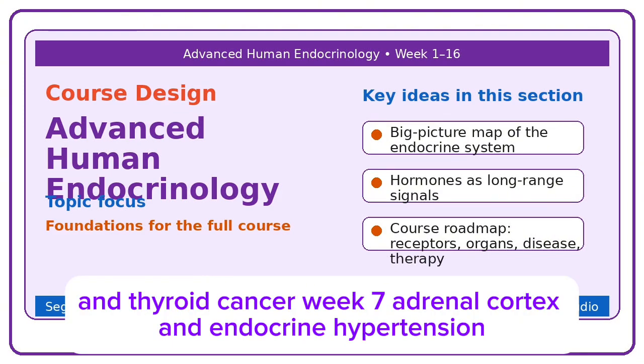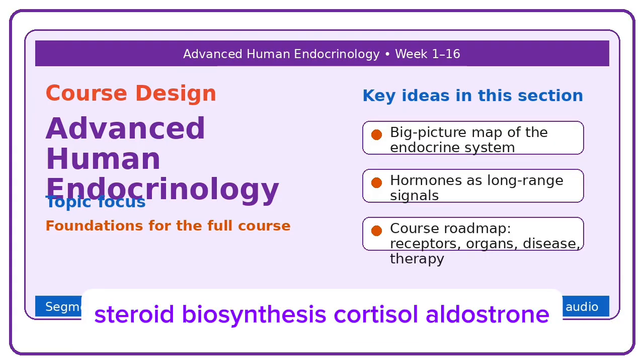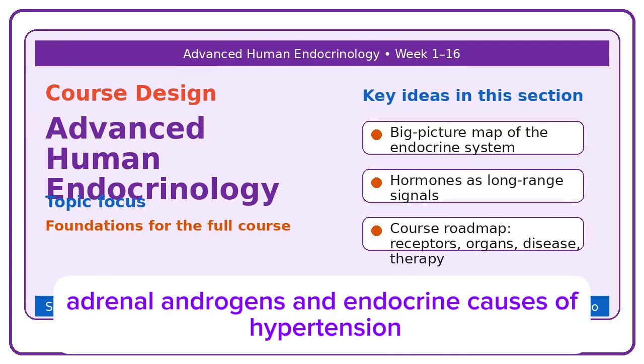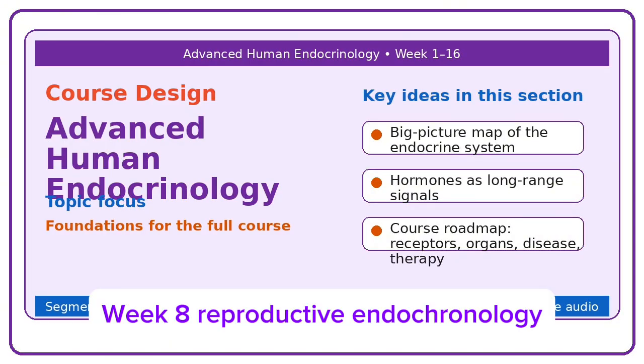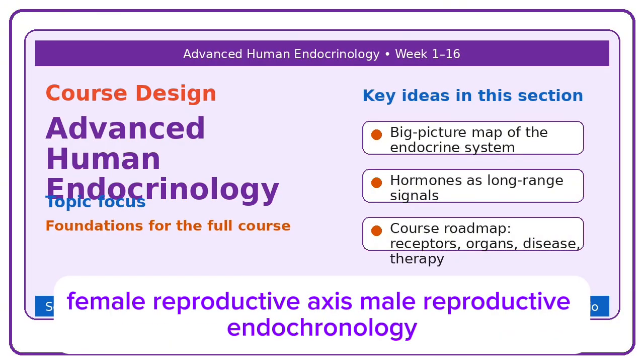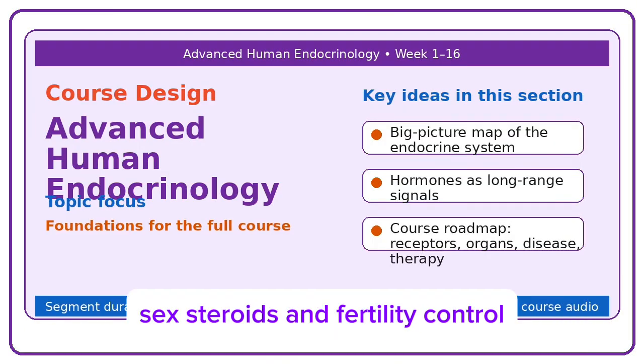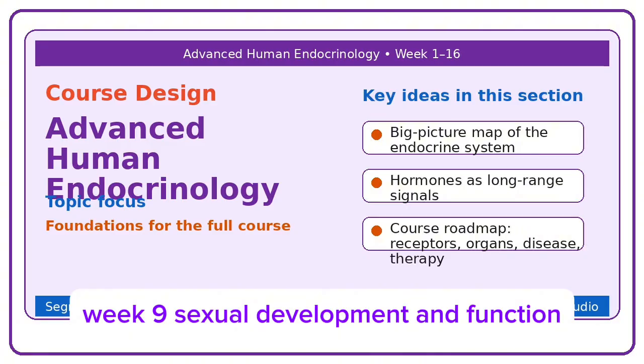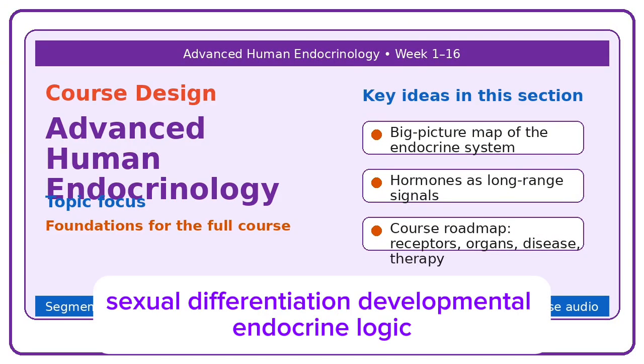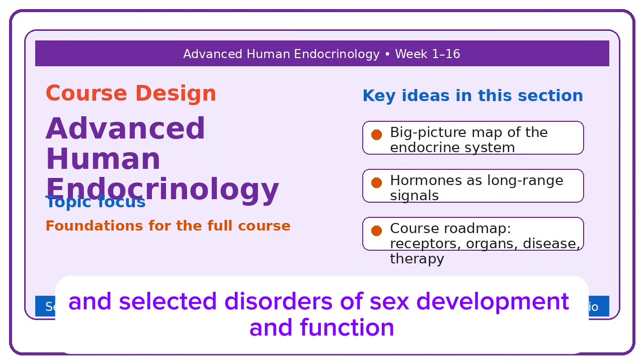Week 7, Adrenal cortex and endocrine hypertension: steroid biosynthesis, cortisol, aldosterone, adrenal androgens, and endocrine causes of hypertension. Week 8, Reproductive endocrinology: female reproductive axis, male reproductive endocrinology, sex steroids, and fertility control. Week 9, Sexual development and function: sexual differentiation, developmental endocrine logic, and selected disorders of sex development and function.